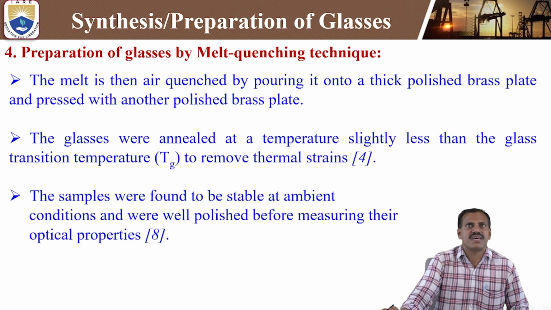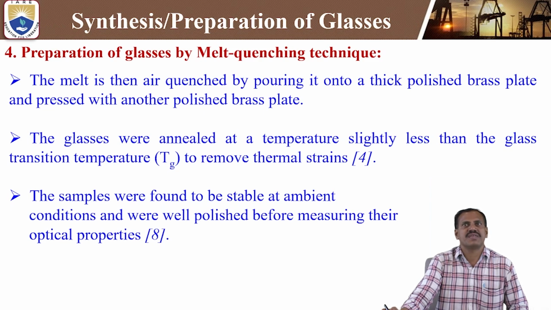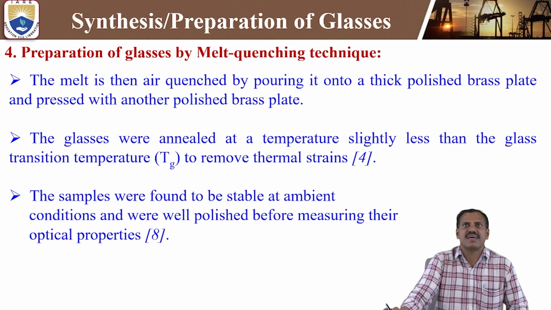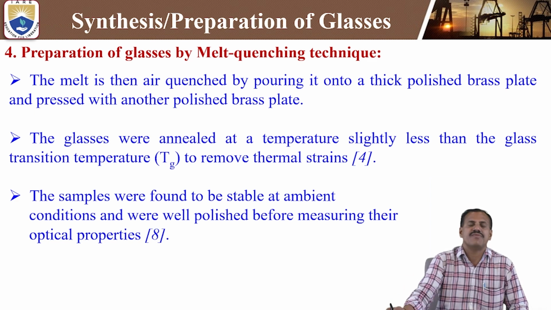Next, preparation of glasses by the melt quenching technique. The melt is air quenched by pouring onto a thick polished brass plate and pressing with another polished brass plate. The glasses were annealed at a temperature slightly less than the glass transition temperature. This is very important. For example, in borate glasses the glass transition temperature is around 380 degrees centigrade. That is why we are using 350 degrees centigrade.